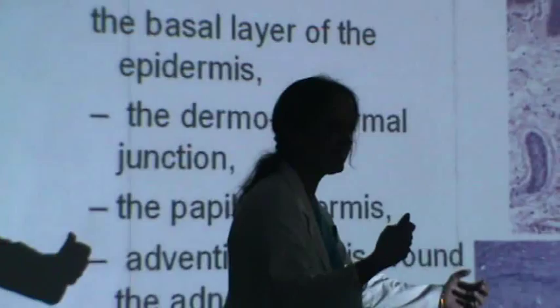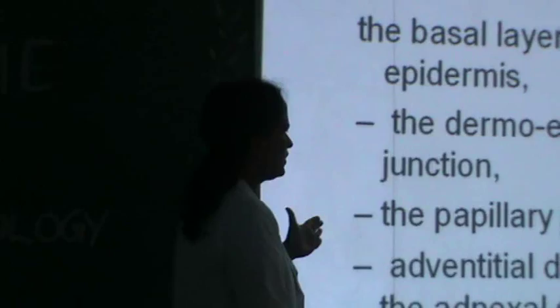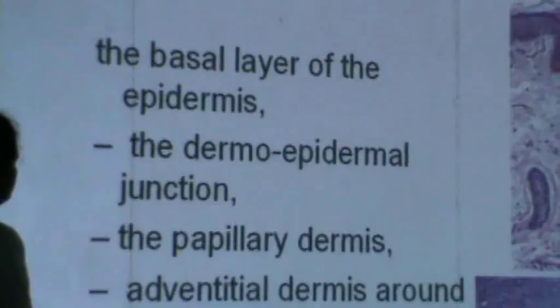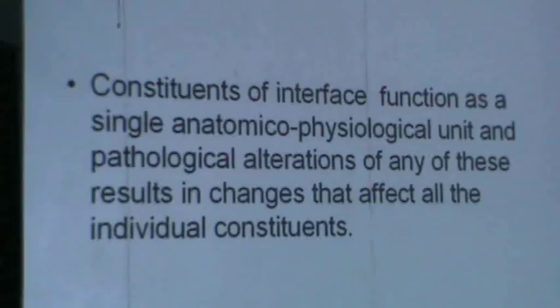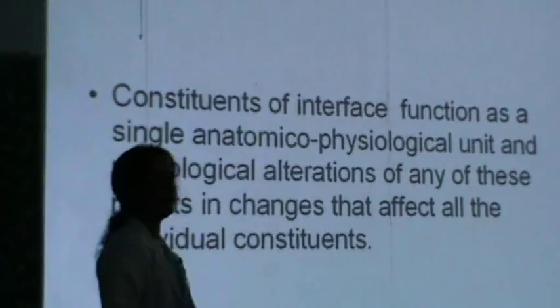Basement membrane. Is it looking different? The color is different. To highlight the basement membrane, it's not just the H&E stain. This is PAS positive. Periodic acid-Schiff stain is used, which is highlighting the basement membrane. The constituents of the interface function as a single anatomico-pathological unit, and pathological alterations of any of these result in changes that affect all the individual components we spoke of now. That's why some diseases with these pathological changes are put under interface dermatitis.